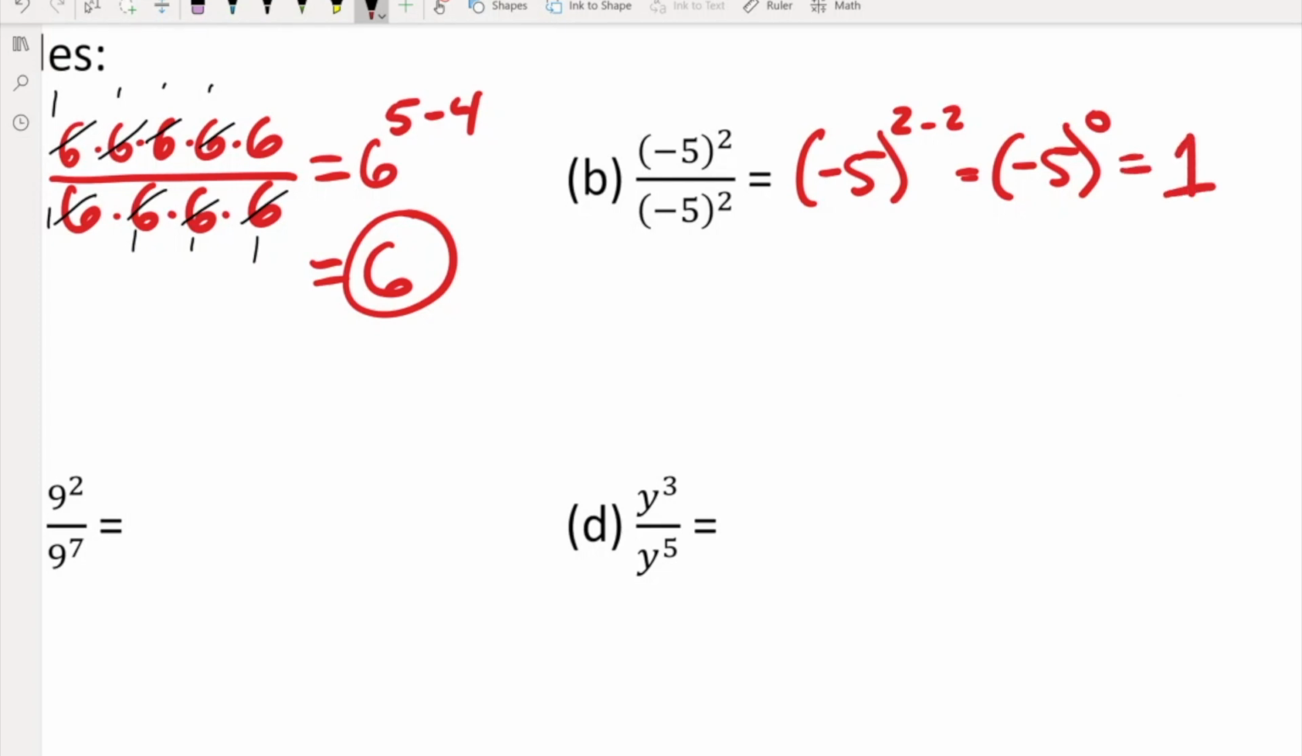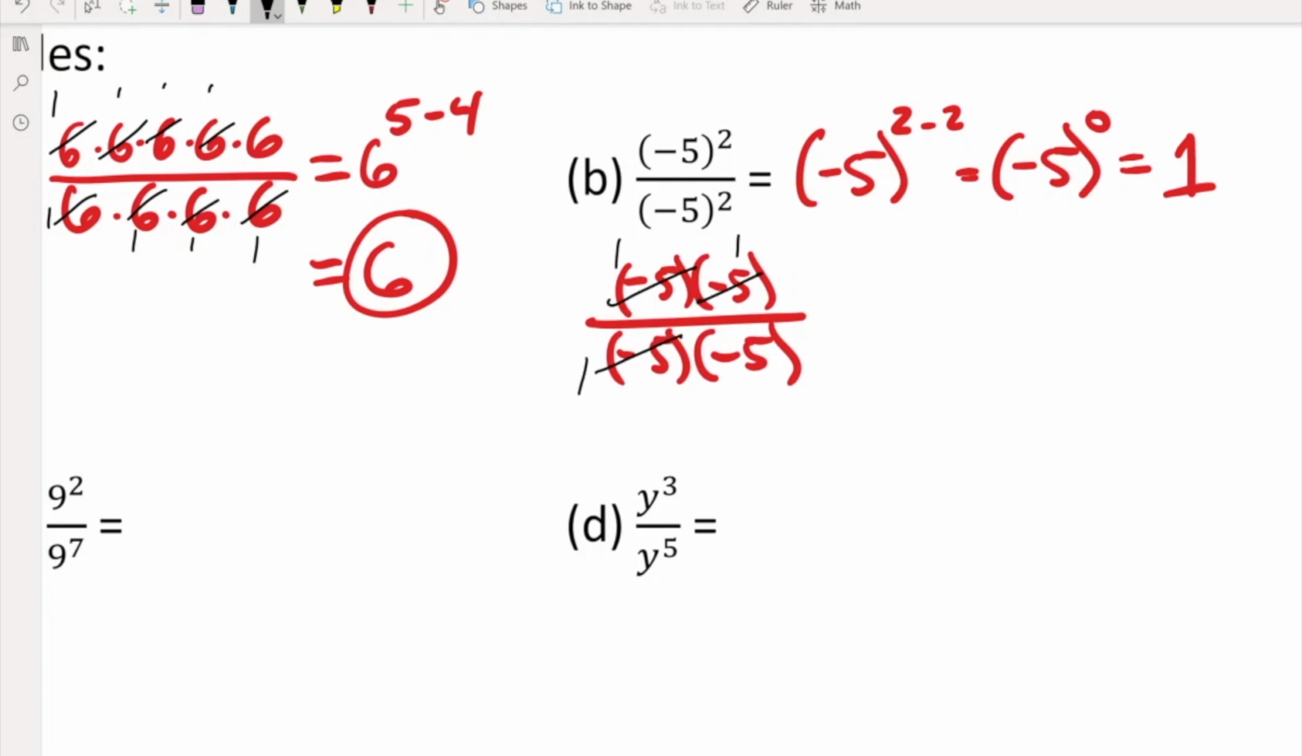Could we have figured that out a different way? Sure. If you have negative 5 squared, it means you have negative 5 twice. And negative 5 squared, again, is negative 5 twice. And if you start reducing, remember when you reduce, 1 replaces the number. So reduce becomes a 1, reduce becomes a 1, reduce becomes a 1, reduce becomes a 1. 1 times 1 over 1 times 1 is 1.